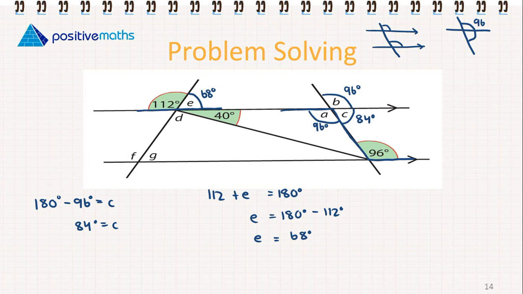Again, I can use my corresponding angles to find F. So I have a transversal, two parallel lines, so therefore F is equal to 112 degrees. Again, I can use the same rule to find G. So E is equal to 68 degrees. I have a transversal, two parallel lines, so therefore G is also equal to 68 degrees.